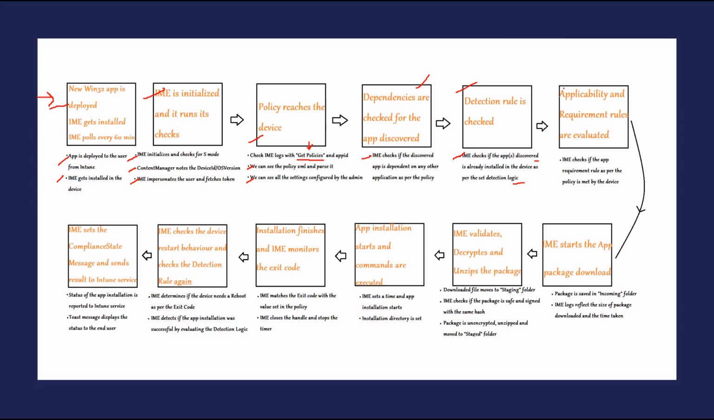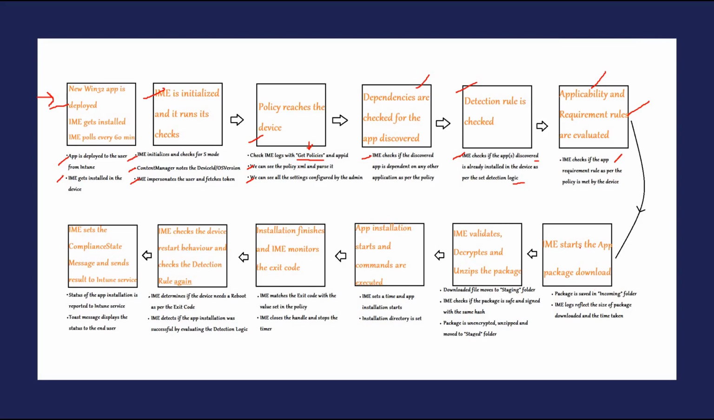In that case, detection logic fails, as in the detection logic is not met, meaning the application is not installed. Therefore the next process will come wherein it will check the applicability and the requirement rules that have been set by the admin, wherein we are setting that, you know what, the app should only be installed on a Windows 10 1903 machine, and if there is 100 MB of free space in the C drive. So the IME will check if the app requirement policies are met.